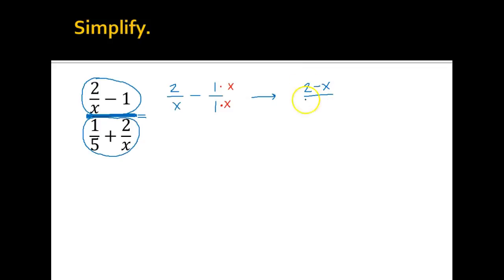Because the denominators are the same, we can add the numerators x, and the denominators are both x, so the new denominator is just x. Okay, so when you're adding fractions and they have the same denominator, just add the numerators together and keep that common denominator. And when you're subtracting, the rule is the same.